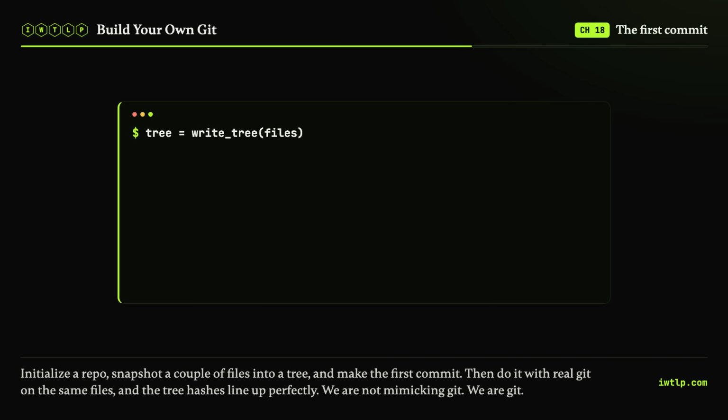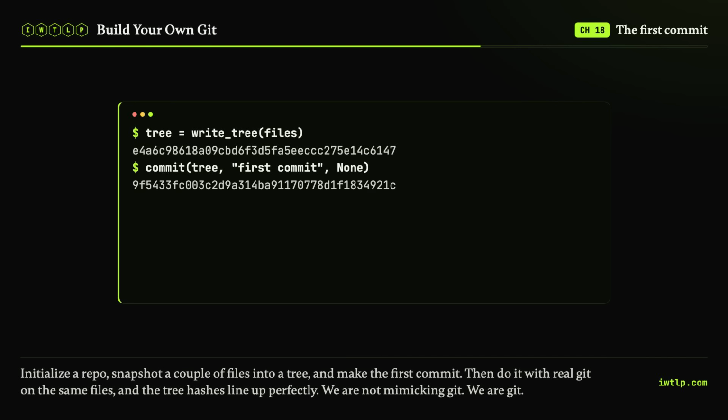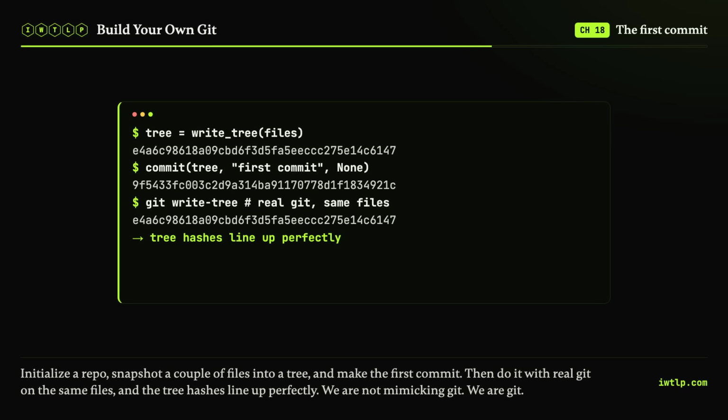Initialize a repo, snapshot a couple of files into a tree, and make the first commit. Then do it with real Git on the same files, and the tree hashes line up perfectly. We are not mimicking Git. We are Git.